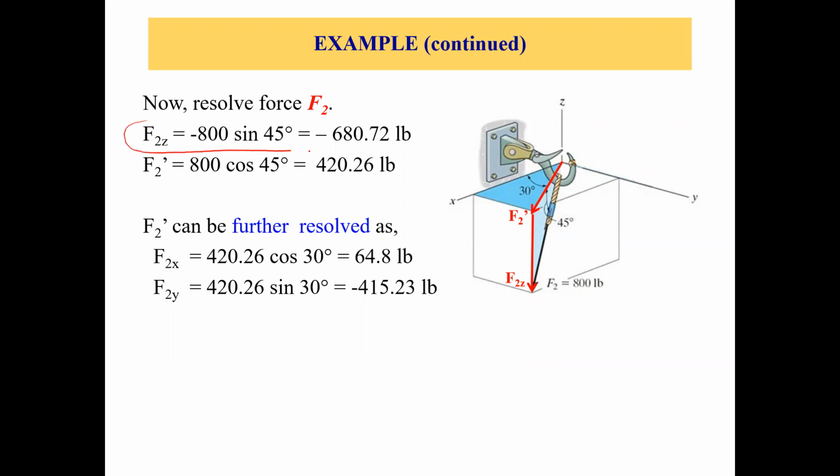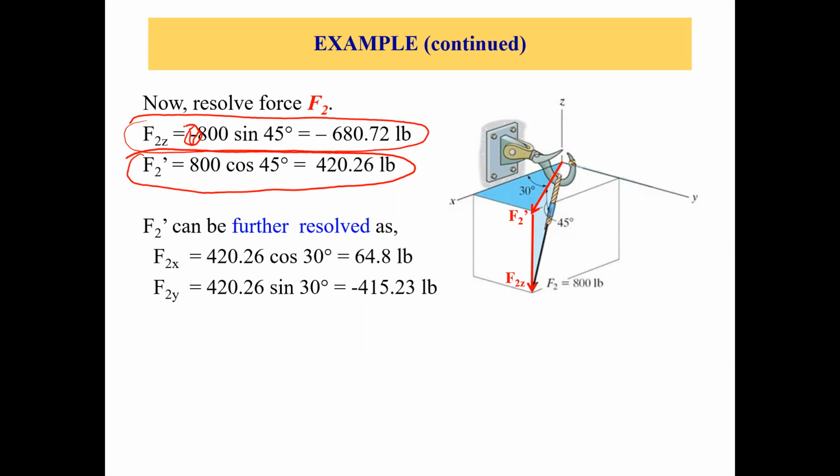So let's talk about this F2z. How do you get this F2z? You'll use this 45-degree angle, which it makes, and we'll find out F2z, which will be F2 times sine of 45. And F2 dash will be F2 times cosine of 45, because we are using this triangle shown on the figure. Okay, and since F2z is acting downwards towards the negative z-axis, we'll put a negative sign here.